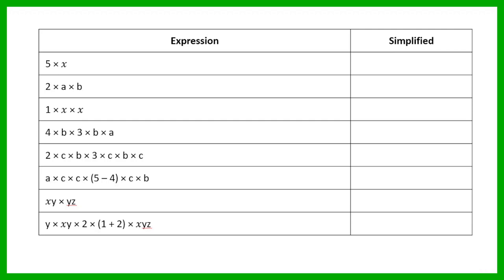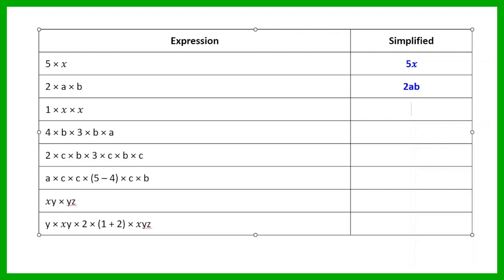Okay, so let's go through each of those. For the first one, we have 5 times x. 5 times x can just be written as 5x by taking out the times sign. The next one, we've got 2 times a times b. Again, I'm just going to take out the times signs. There is only one number, only one a, and only one b, so I don't need to do anything else except take out the times signs. So 2ab.